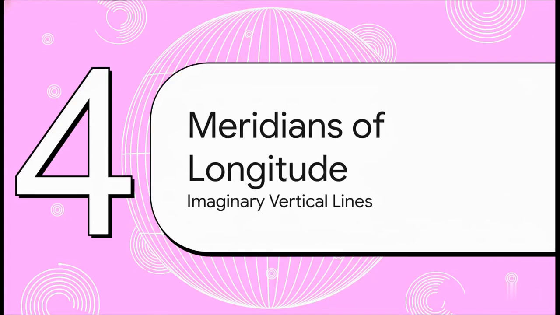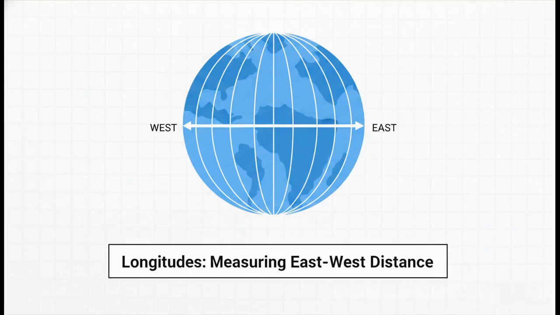Now for Section 4, Meridians of Longitude. Okay, so horizontal lines alone are great, but they aren't quite enough to pinpoint a specific spot. For that, we need vertical lines to complete the puzzle. Enter meridians, or lines of longitude, which run vertically from north to south, and they behave very differently from latitudes.